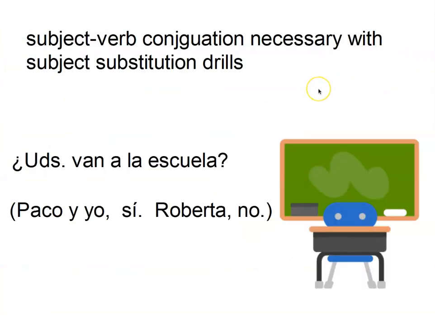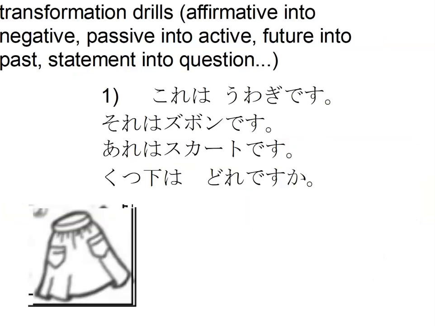Then there are substitution drills where we substitute out the subject, and for Romance languages, you guys have to be conjugating more, okay? Ustedes van a la escuela? Are you going to school? And then your answer, if you say Paco y yo, vamos a la escuela, you have to change the verb to match the subject. Roberta no va a la escuela, okay? So it's a little more involved.